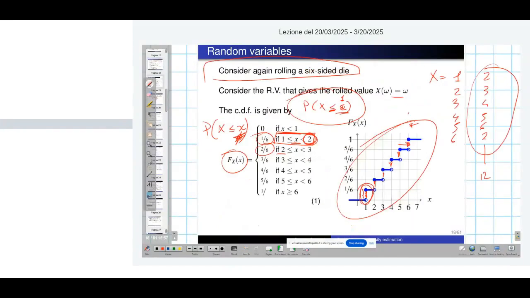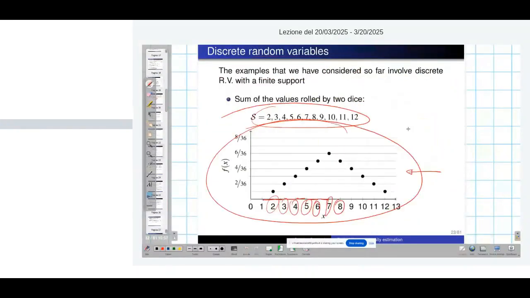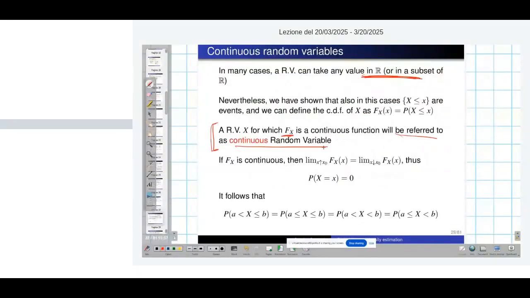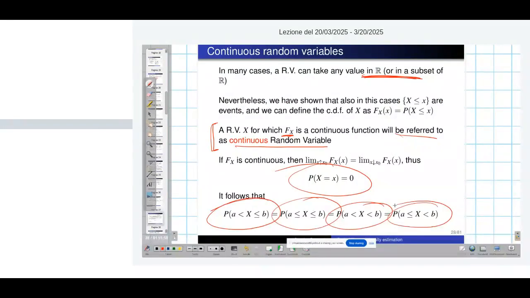And for a discrete random variable, the discontinuity happens exactly at the points where the random variable takes its value. If the cumulative distribution is continuous, we say that the random variable is a continuous random variable. In this case, notice that for any point, the probability that the random variable will take exactly that point is always 0. A continuous random variable has a 0 probability of taking any specific point, but it may have a non-zero probability of taking a value inside an interval.